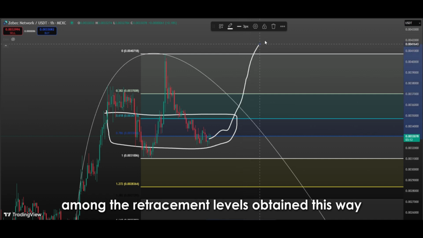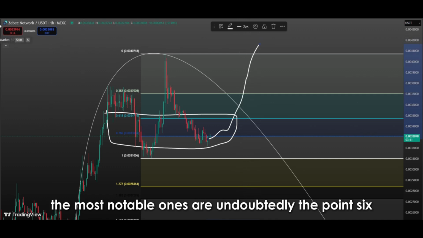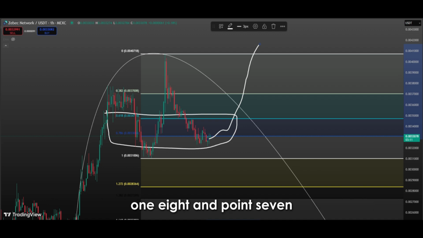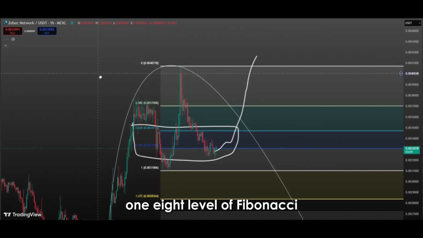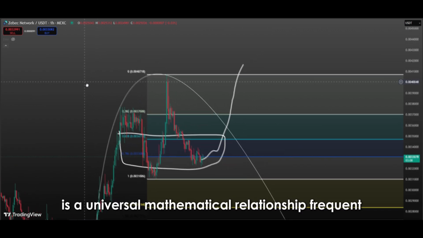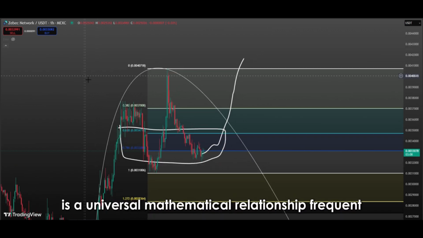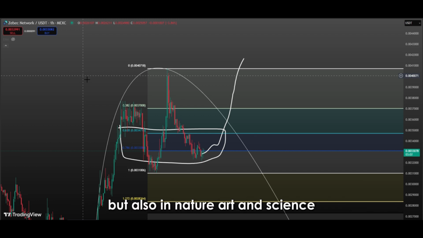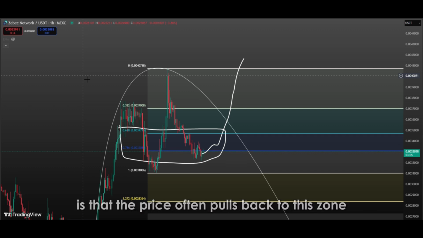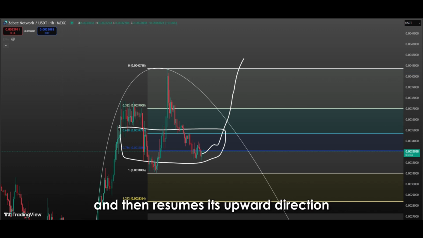Among the retracement levels obtained this way, the most notable ones are undoubtedly the 0.618 and 0.786 levels. The 0.618 level of Fibonacci, known as the golden ratio, is a universal mathematical relationship frequently encountered not only in financial markets, but also in nature, art, and science. The reason this level is considered so important in technical analysis is that the price often pulls back to this zone and then resumes its upward direction.